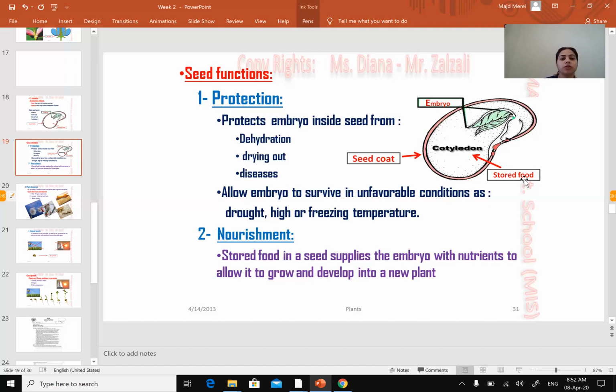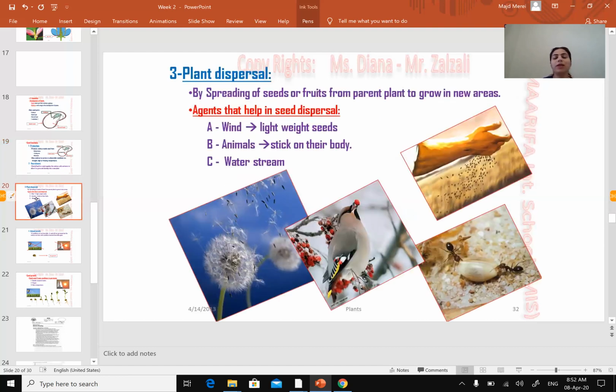The third function, plant dispersal. Dispersal simply means spreading, okay? To disperse, it means to spread. So by spreading of seeds or fruits from parents' plants to grow in new areas. There are different agents that help in seed dispersal. What are these agents? What are these things that help in spreading the seeds? As a result, spreading the plants to have plants in different areas.